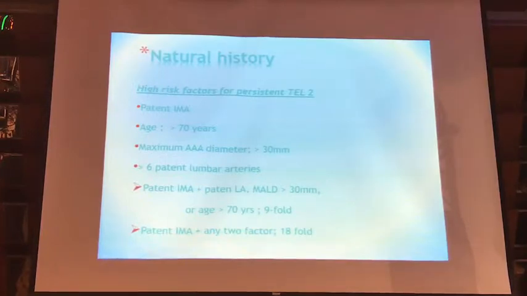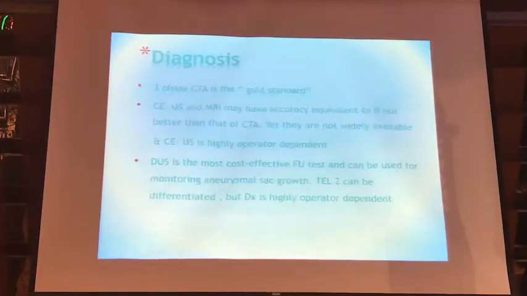What are the high-risk factors of persistent type 2 endoleak? The patent IMA, age more than 70 years old, a maximum diameter of more than 30 millimeters, and more than 6 patent lumbar arteries. If these factors are combined, the risk of type 2 endoleak is increased. And diagnosis with 3-phase CT angiography is the gold standard.